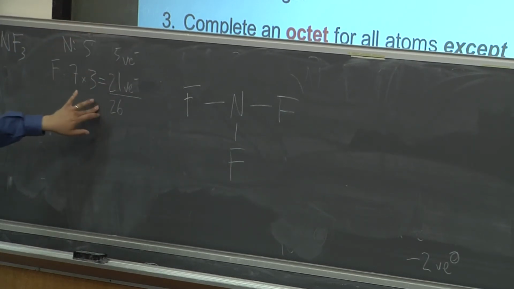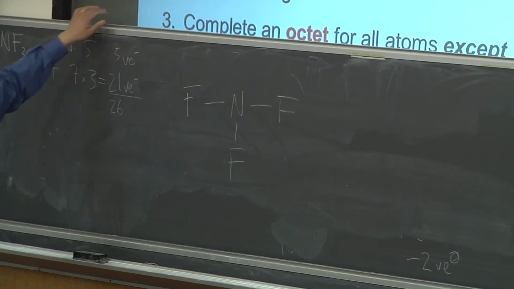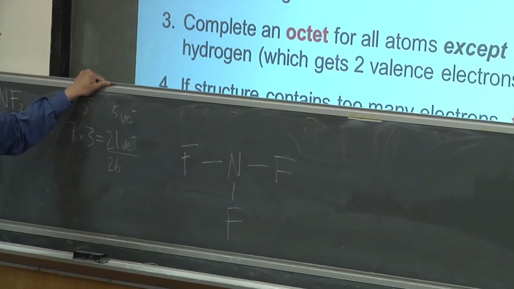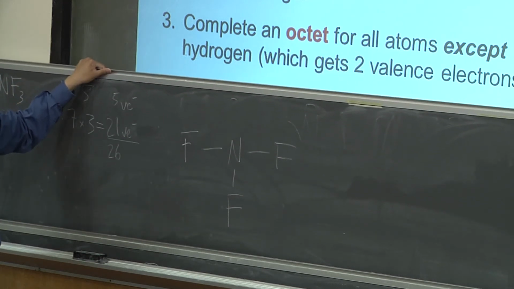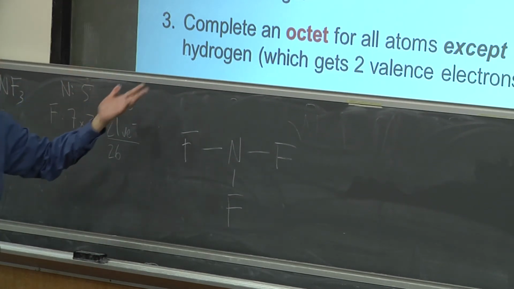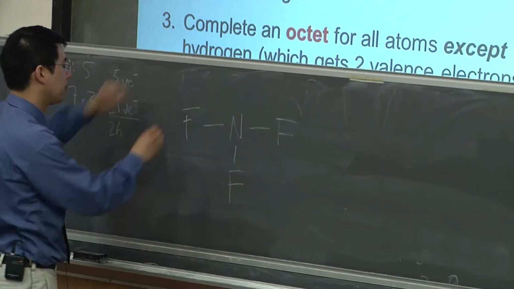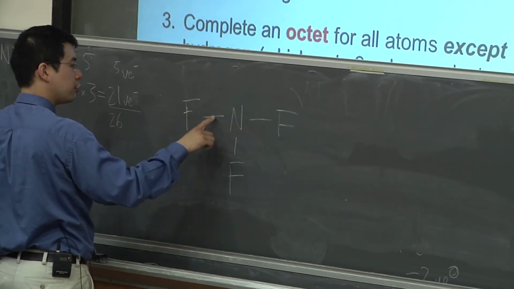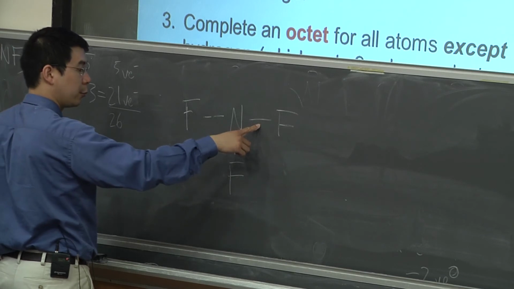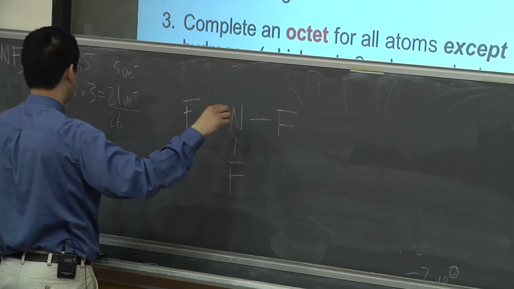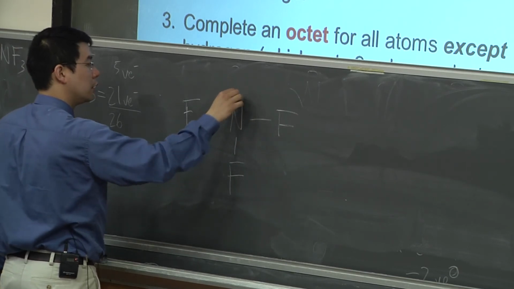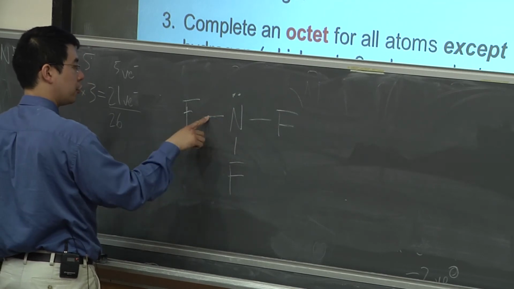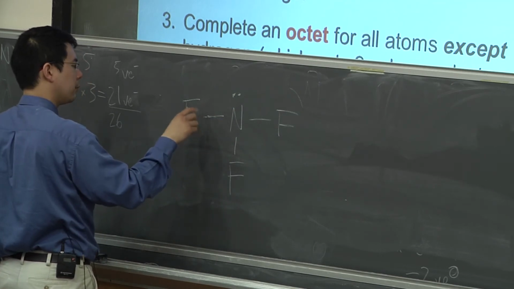We counted our total valence electrons. And now we're going to do this step: complete the octet for all the atoms except for hydrogen. There's no hydrogen, so we're going to complete the octet for all of them. So nitrogen has 2, 4, 6. To complete the octet, how many more do we need? 2, 8. Each fluorine has 2, right? And so it needs how many more? 6.